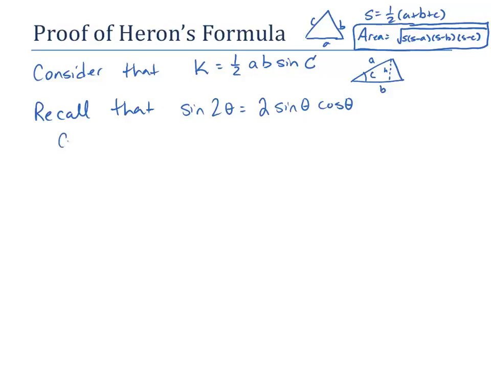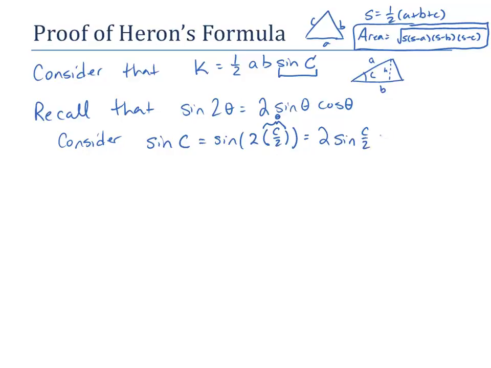So if we consider that sine of C, namely this sine of C up here, could be thought of as sine of twice an angle called C over 2. If we let this right here be our theta, then we can rewrite this as 2 sine of C over 2 cosine of C over 2.